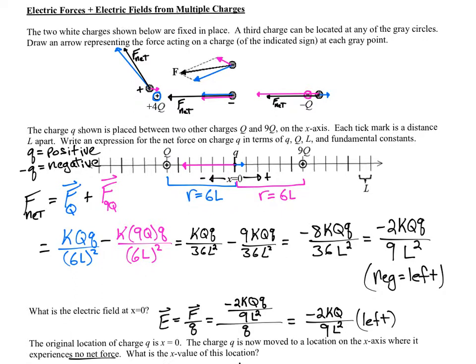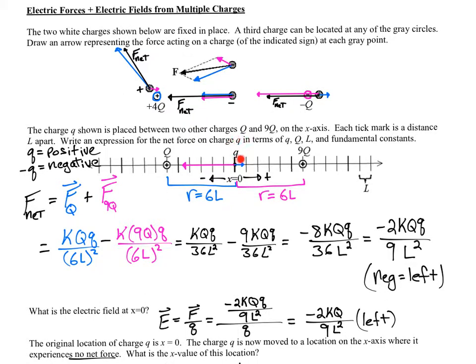Okay, so you've got a charge Q, which is placed between two other charges of Q and 9Q on the x-axis. Each tick mark represents a distance of L, and we're going to come up with an expression for the net force on charge Q, this one in the middle. It's at x equals 0, and we should make it in terms of Q, Q, and L, and what other fundamental constants we need. It's important to realize that this Q here is positive.